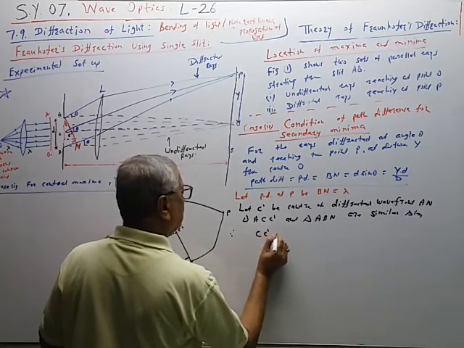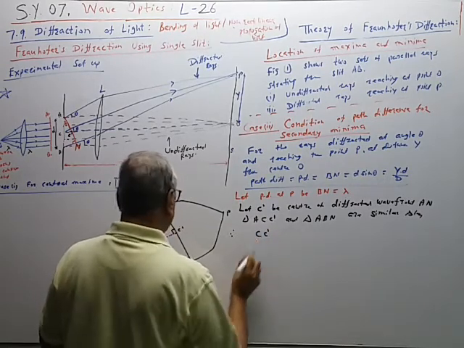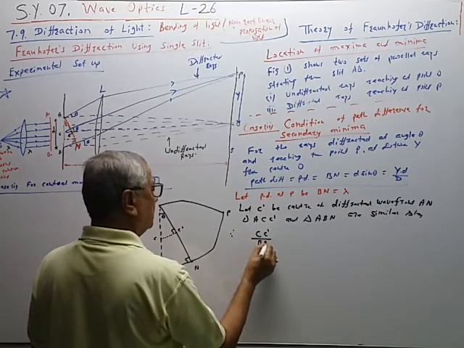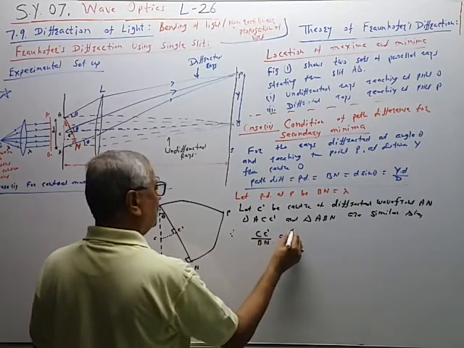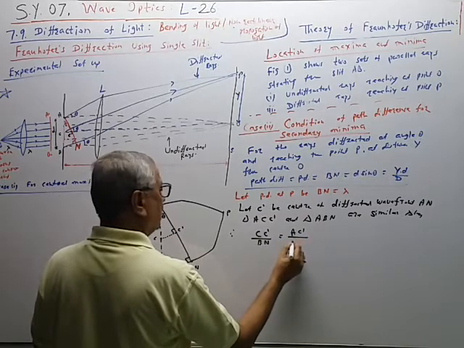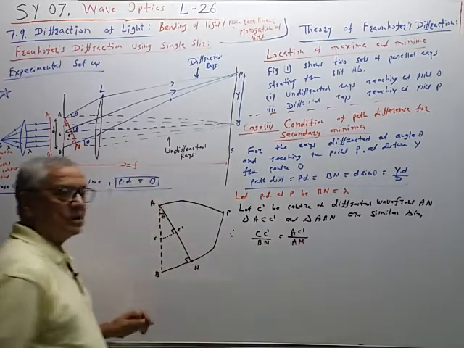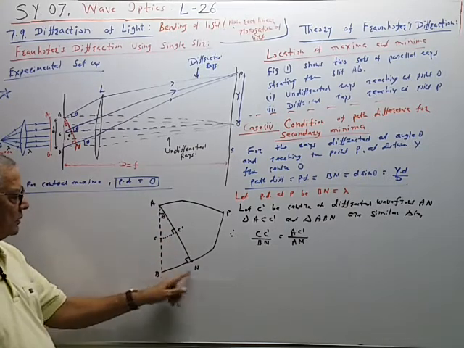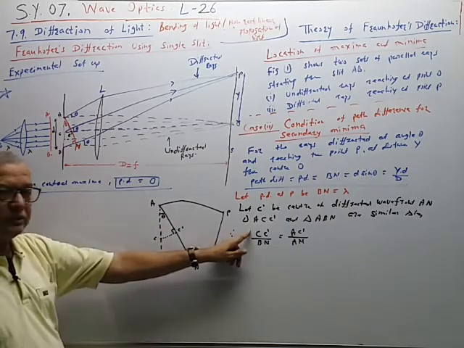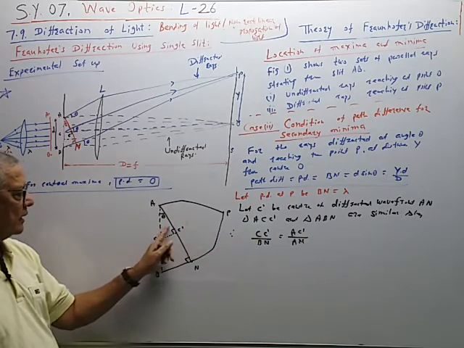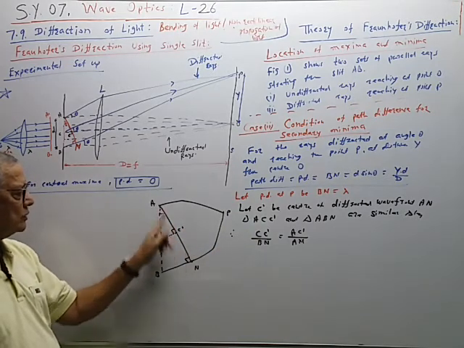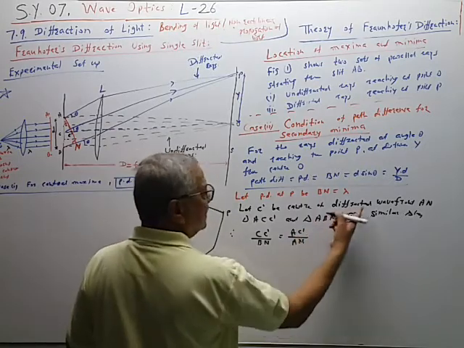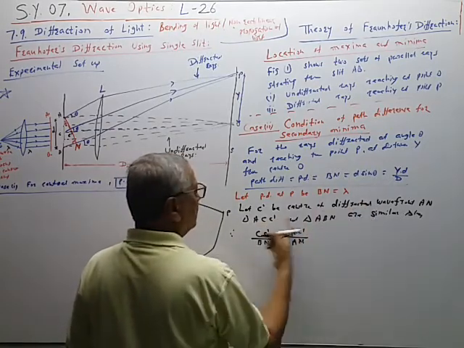CC dash upon BN is equal to AC dash upon AN. Check, CC dash is opposite to theta and BN is opposite to theta. So side opposite to theta, side adjacent to theta in the big right angle triangle. So this C dash is a midpoint.